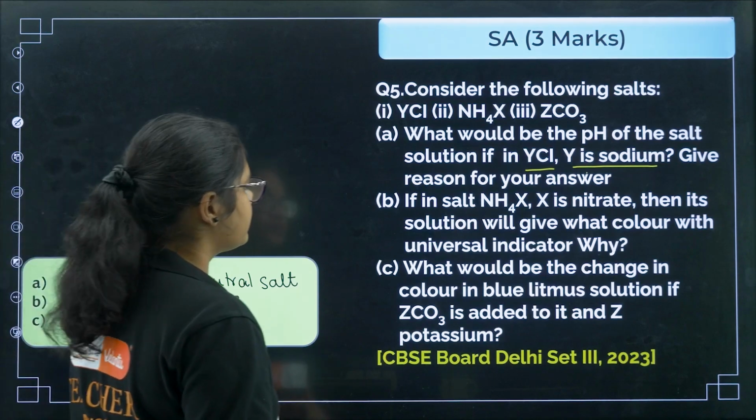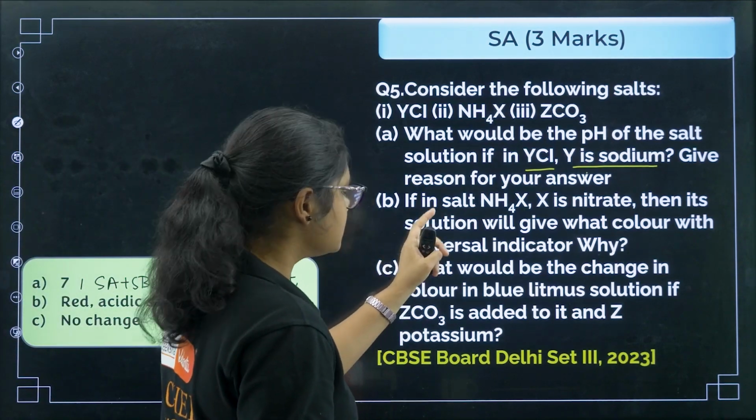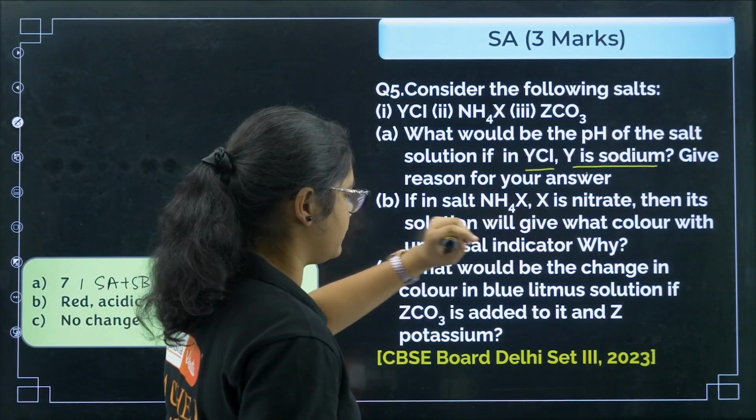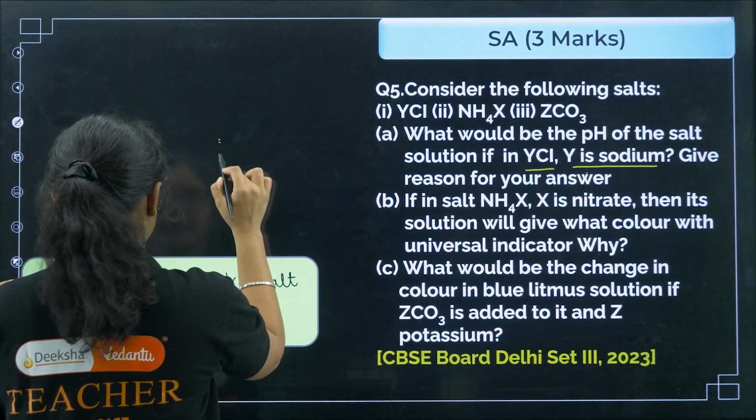Next, if in the salt NH4X, X is a nitrate group, so that means what is the salt we are getting?